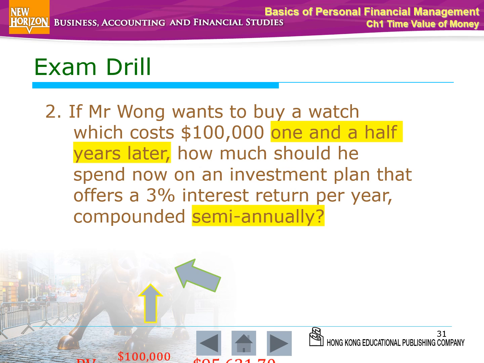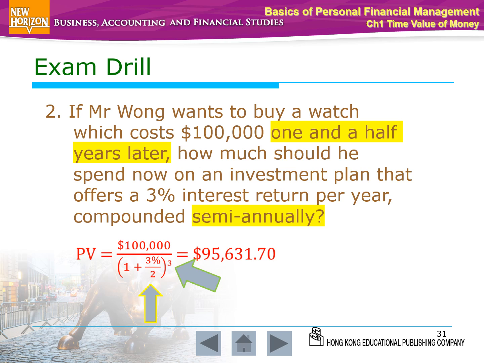So we have a change for 2 figures. $100,000 remain unchanged as principal, while the rate should be divided by 2, and the number of periods n was doubled. Doubled because look at this, 1.5 years later, semi-annually. Semi-annually means for a year there are 2 periods. So we make use of 2 times 1.5. That means we get the number 3. All right.